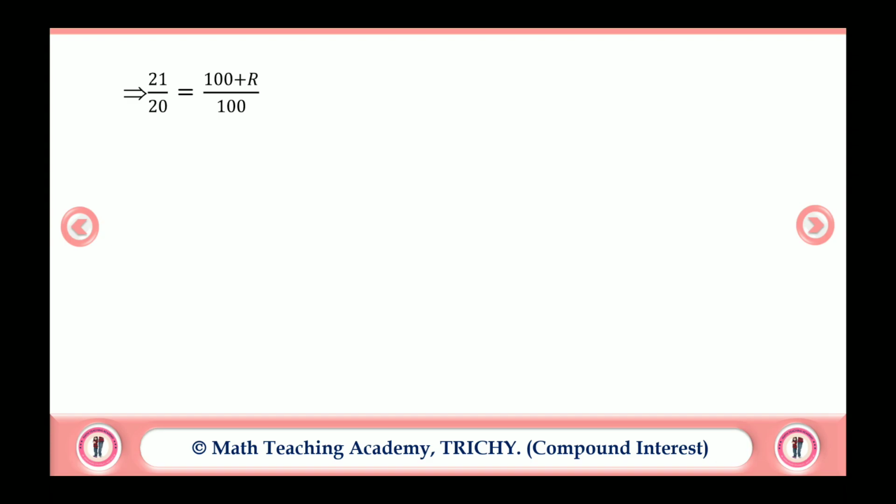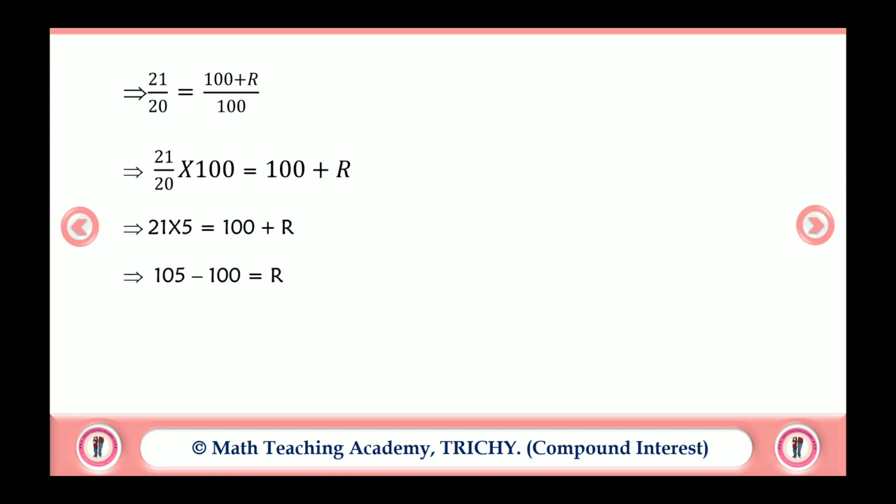And then cross multiply. So what you will get is 21/20 into 100 is equal to 100 + R. And then cancel 20 and 100. So what you will get is 21 into 5, because 5 twenties are 100. So 21 into 5 is equal to 100 + R. And then bring this 100 to the left hand side, which implies 105, since 21 into 5 becomes 105. So 105 minus 100 is equal to R, which implies R = 5. Hence the rate of interest is 5% per annum. So this is what we had to find.